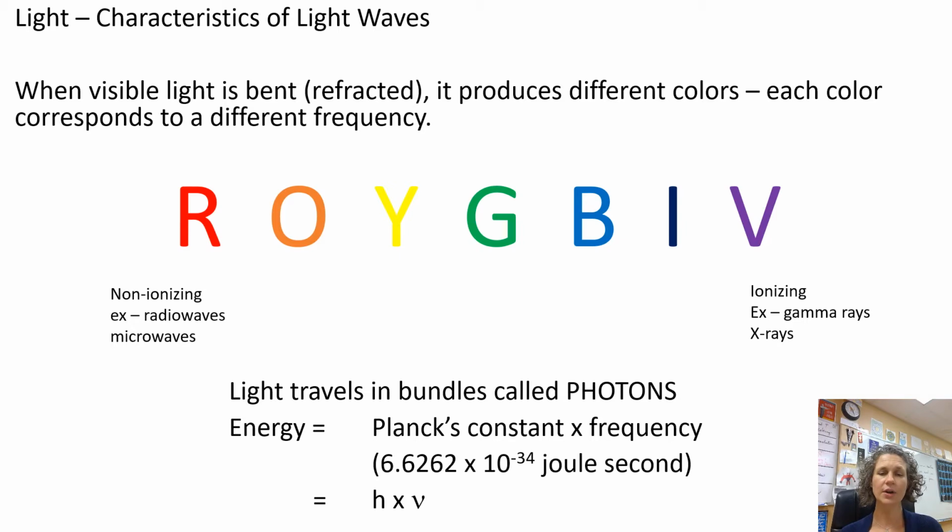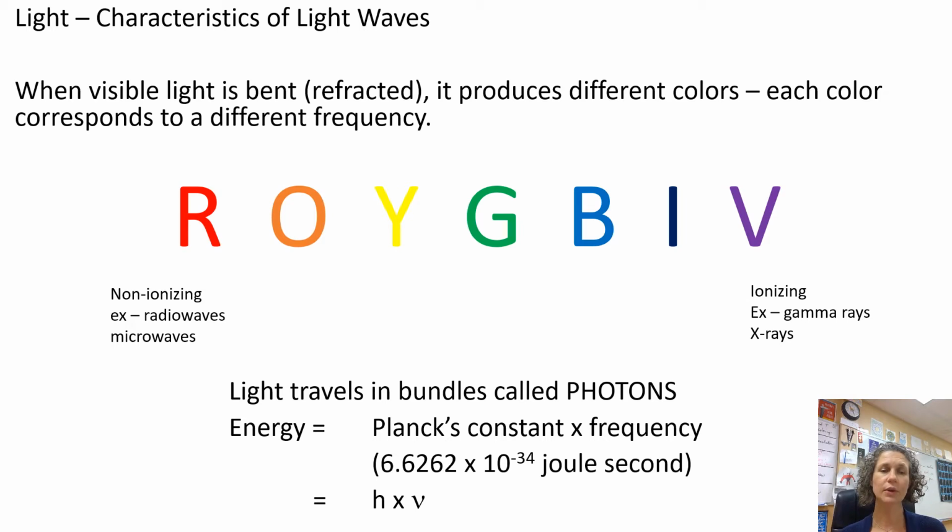Starting over at the red end, these are the non-ionizing energies, so harmless, safe amounts of energy. And then as you move across, you get down to the violet end, and this is ionizing. These are the big energies, the stuff that we just talked about that can actually do harm. Gamma rays, of course, X-rays.